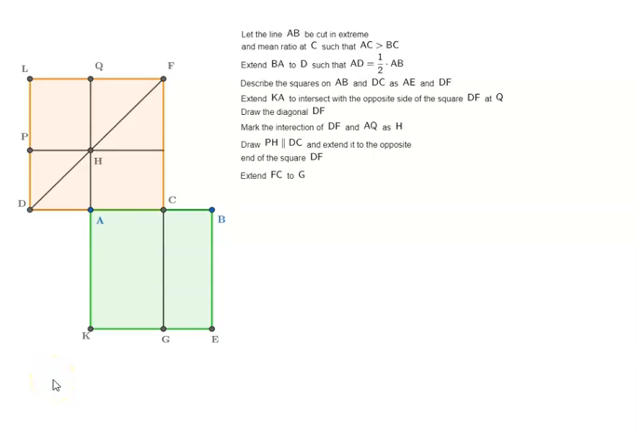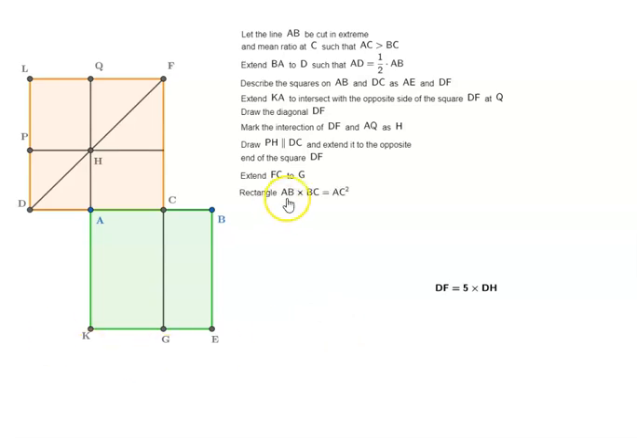So now what the proposition is saying is that DF, the square on the greater segment plus half the segment AB, is equal to 5 times the square on the half. So let's see how we arrive at that.